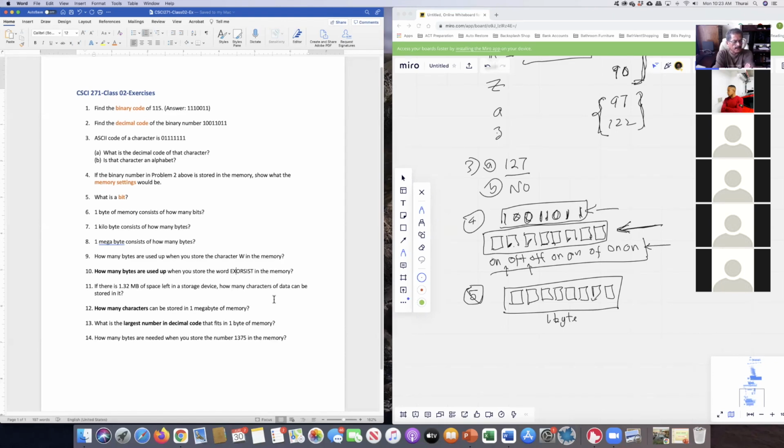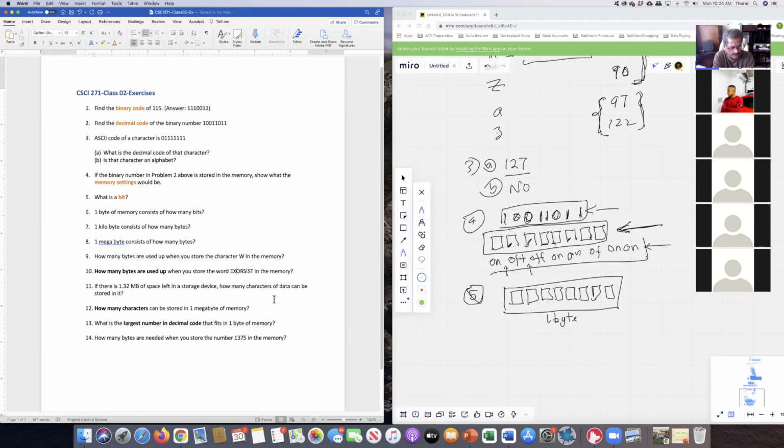Okay, next question says, if there is 1.32 megabyte of space left in a storage device, not only memory, any storage device, such as disk or hard disk, they all use the same idea to store characters. Every character is coded in ASCII code, with ones and zeros. And when you store the character in any media, the ones and zeros are getting stored. So the memory and storage media are all measured with bytes, kilobytes, and megabytes.